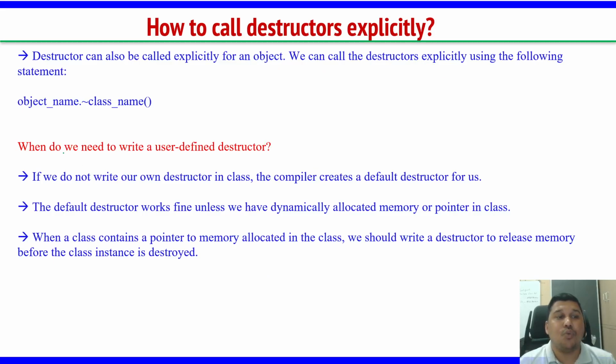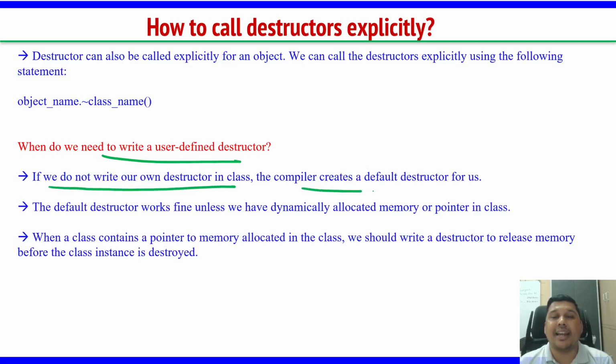When do you need to write a user-defined destructor? In what cases do you have to use this? If you do not write your own destructor in a class, the compiler creates a default destructor. We already know that. Even if you don't write a default constructor, the compiler creates one automatically. In the same way, even if you don't write a destructor, the compiler will automatically create one. The default destructor works fine unless we have dynamically allocated memory.